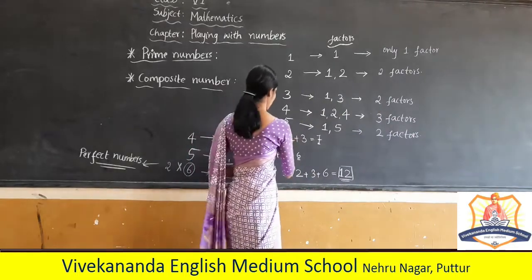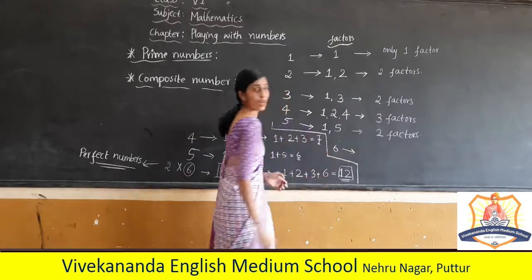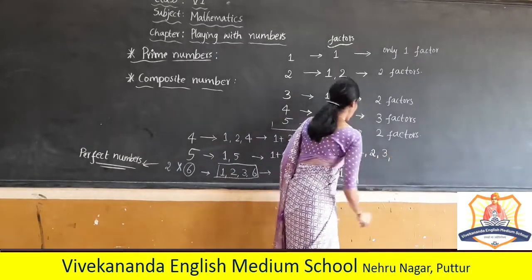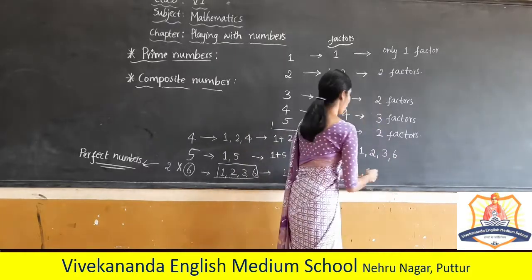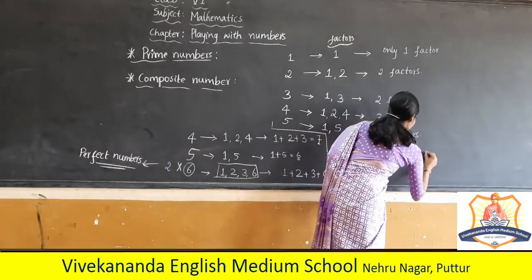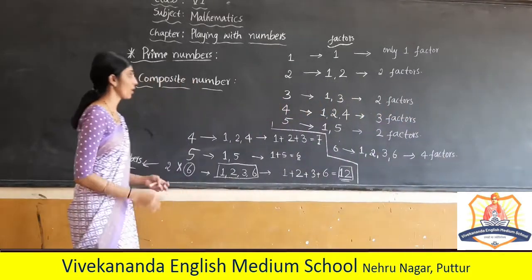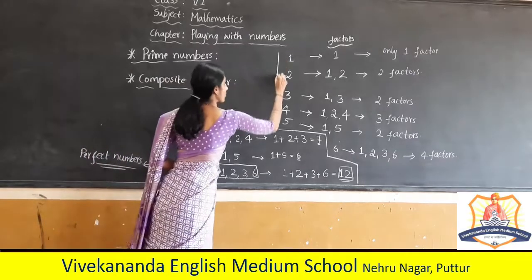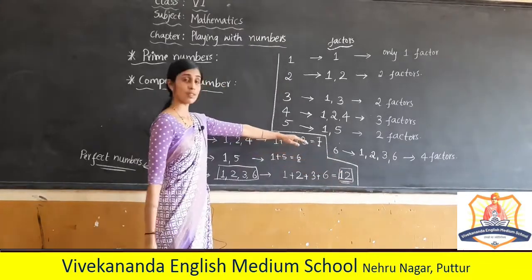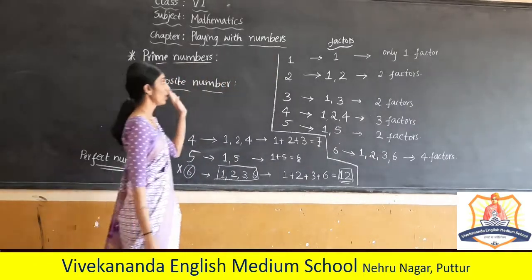Next, number 6. I'll write here number 6. Which are the factors of number 6? 1, 2, 3, 6. So how many factors does 6 have? Yes, you are right, 4 factors. So, see here. I can continue with this, but this is enough for you to study about prime numbers and composite numbers.